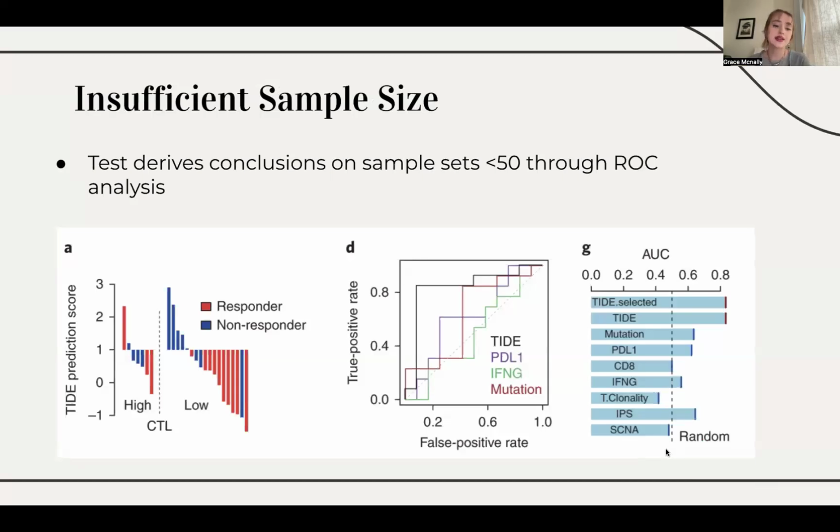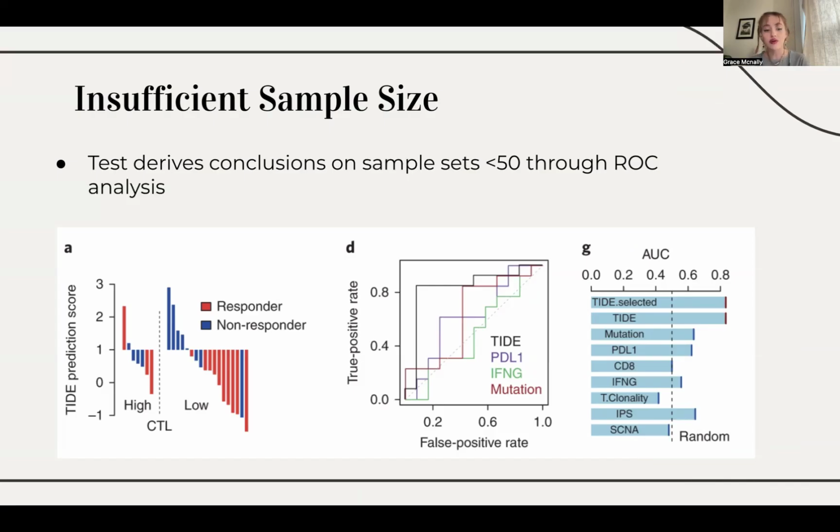So when looking at TIDE's ability to predict ICB response, the authors used a ROC test on cohorts tested with different treatments. The three cohorts consist of 25 samples, 42 samples, and 33 samples. The sample sizes are insufficient in offering a robust ROC analysis. To perform this test accurately, it is typically recommended to use 100 to 150 samples. With such a small sample size, the ability to detect meaningful changes for the area under the curve decreases significantly.